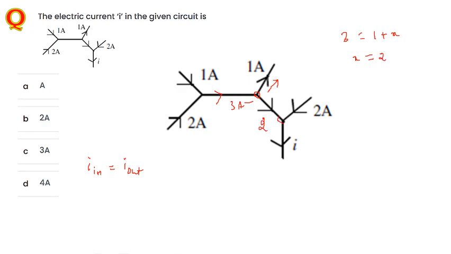Now, in this junction, the current entering inside is 2 plus 2, and the exiting current they have given as I. So I is equal to 4 ampere of current. So the answer in this case is 4 ampere.